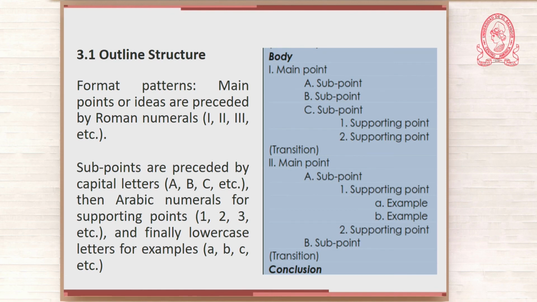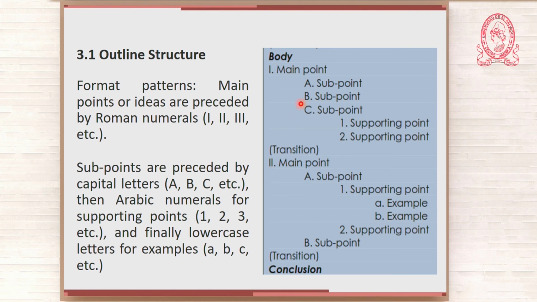Okay, so for the outline structure, as you can see, we have formats and patterns. In the body, mainly, you will find the main points. So these are main ideas. And these are preceded by Roman numerals. If you can see, the first and the second. And you can have 3 main points, as many as you want.